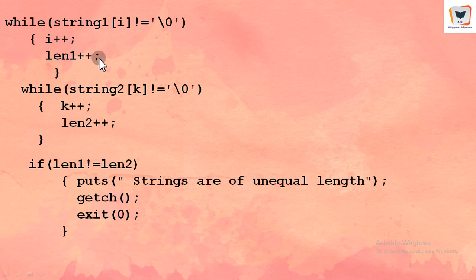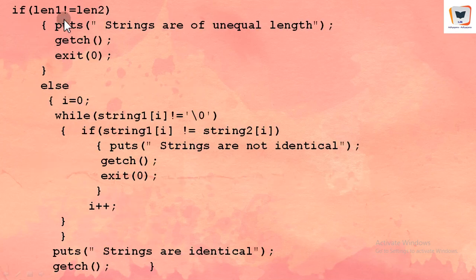This is to run the while loop, while this is to gather the length of the string. In the same way, the string2 length is also found out indirectly without using the string function, that is strlen. So len1 carries the length of string1, len2 carries the length of string2. If len1 is not equal to len2, they fail because their lengths are not equal. Strings are of unequal length will be printed and it will stay on screen for a while, and it will break out.